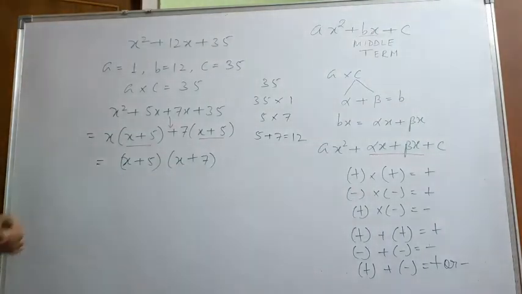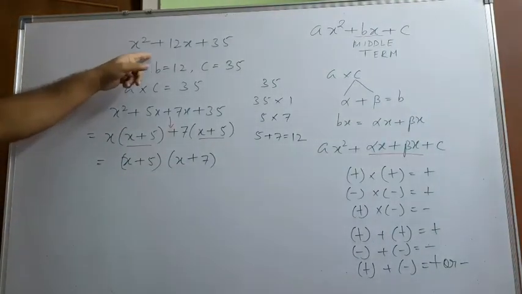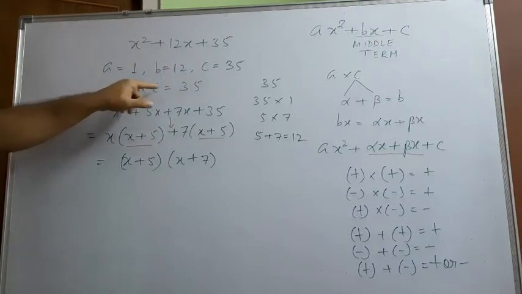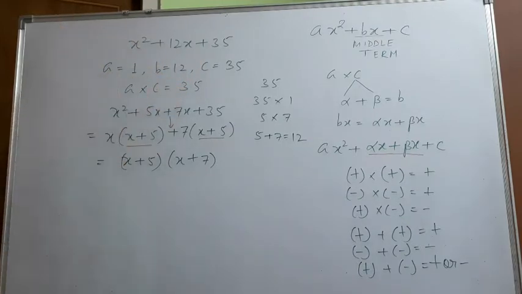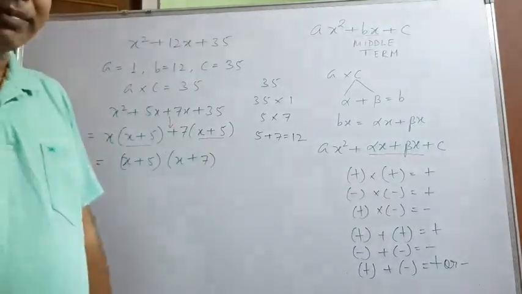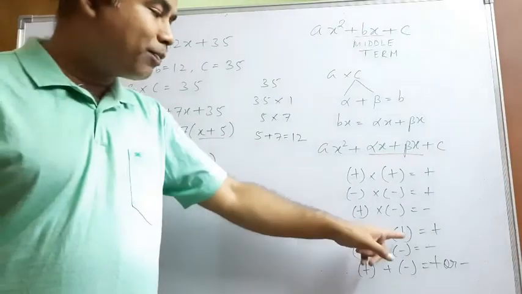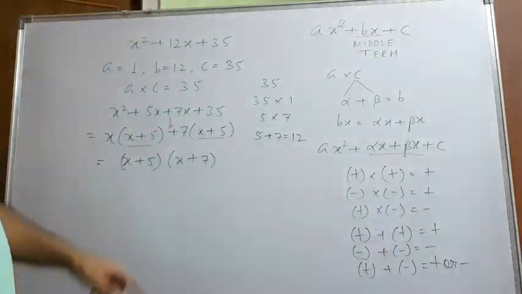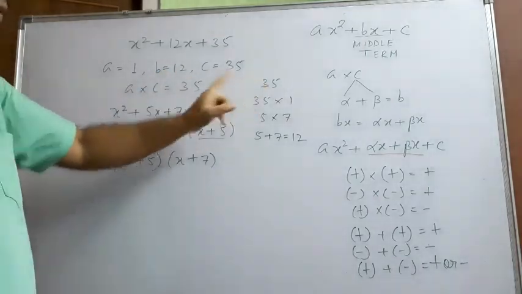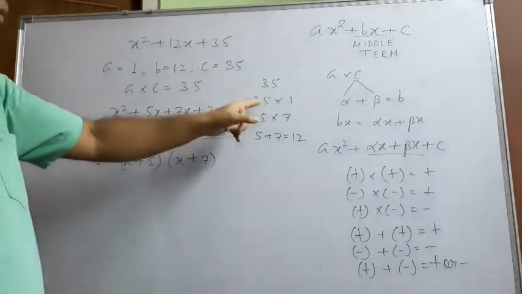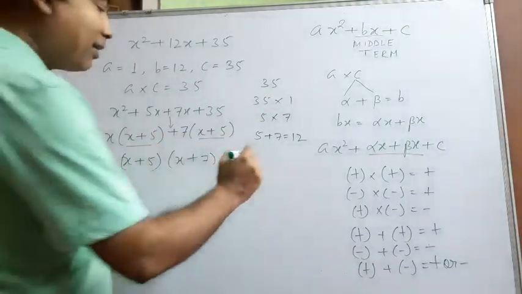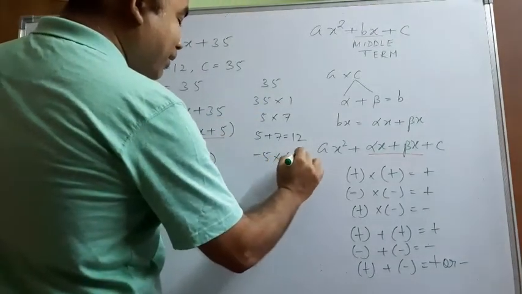Then let us move on to this example. Here we have taken an example where a, b, c all are positive. So you multiply a and c, and we get a positive number. A positive number has two factors, either both positive or both negative. But as you know, when you add two positive numbers, the answer will be positive. Here b is a positive number, so I have to add two positive factors of 35. So I factorize 35 as 35 into 1, 5 into 7. I could have factorized it as minus 5 into minus 7 also.